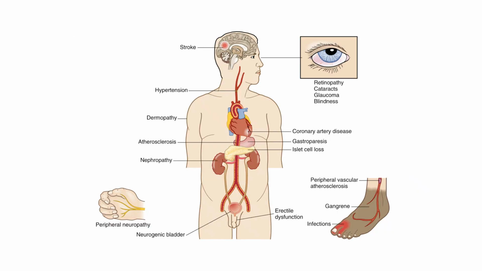So this picture gives you a good idea of all of the different areas that can be affected by diabetes and why it is so important for us to manage the disease properly. And if somebody is at prediabetes, why we would educate them regarding how to prevent the disease progression.